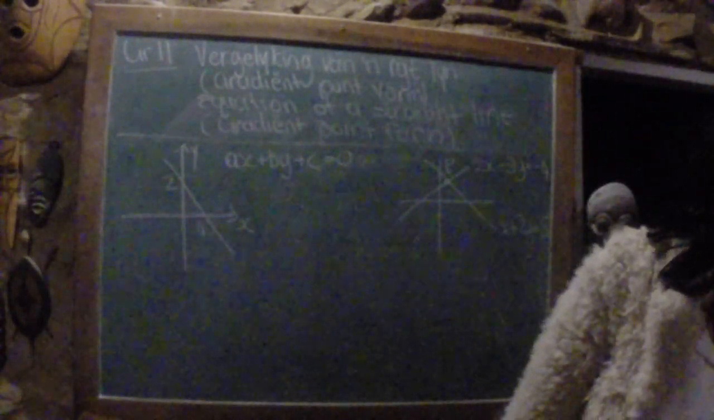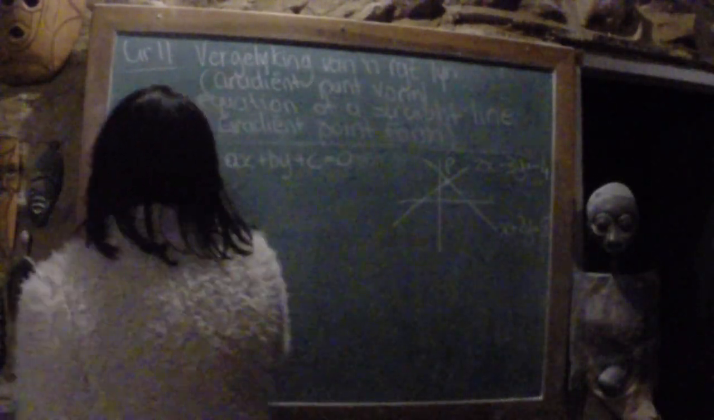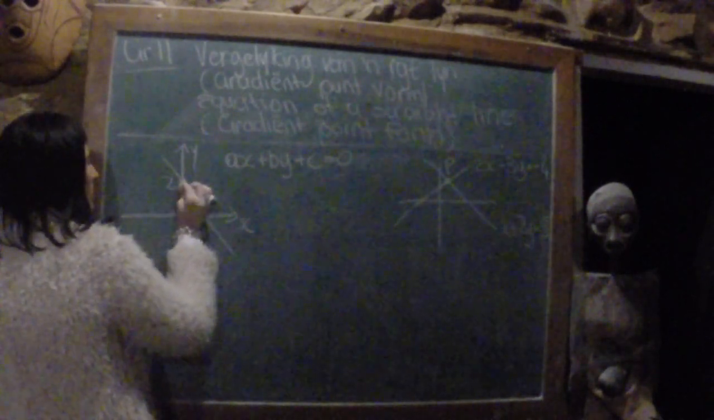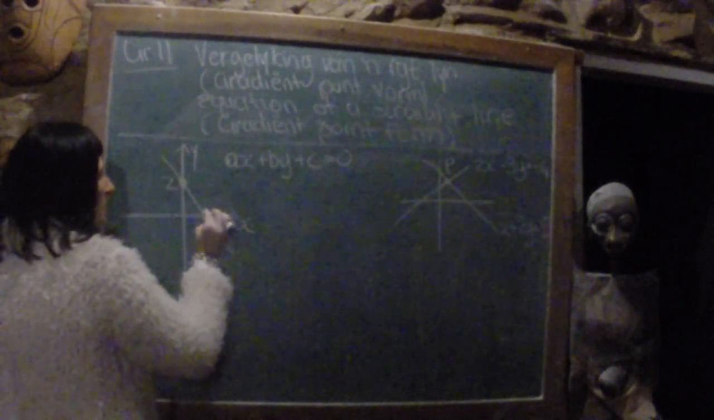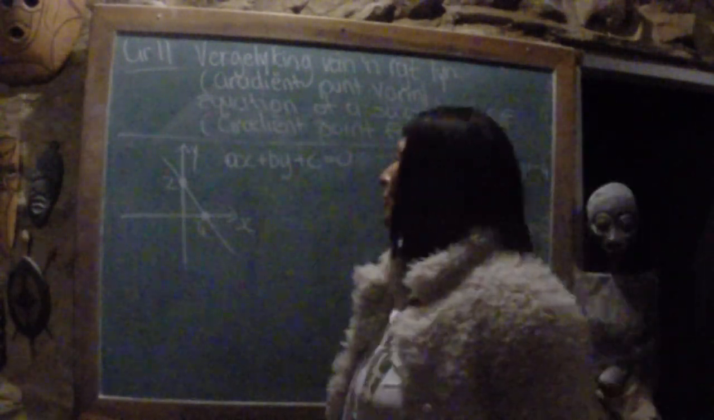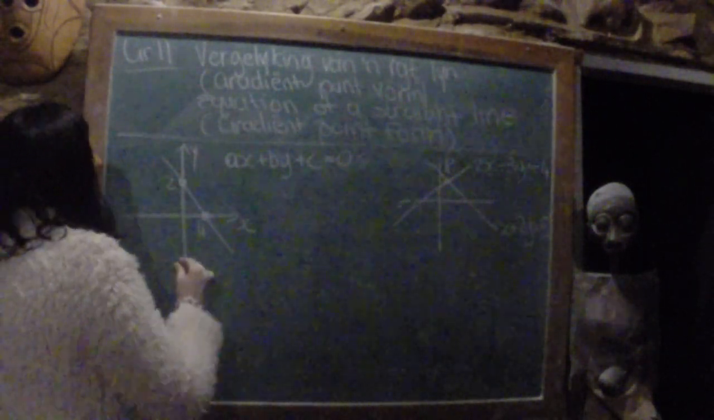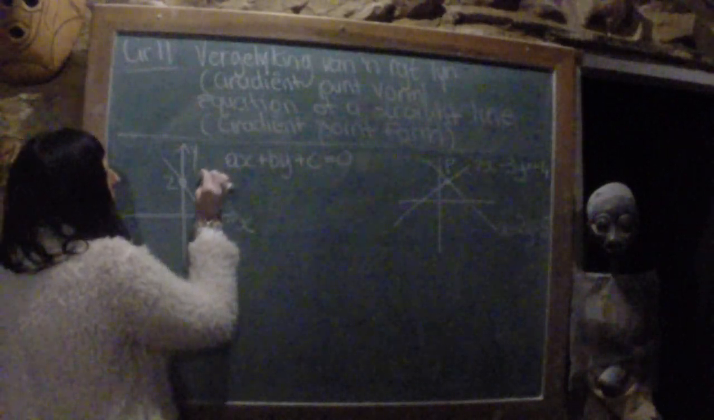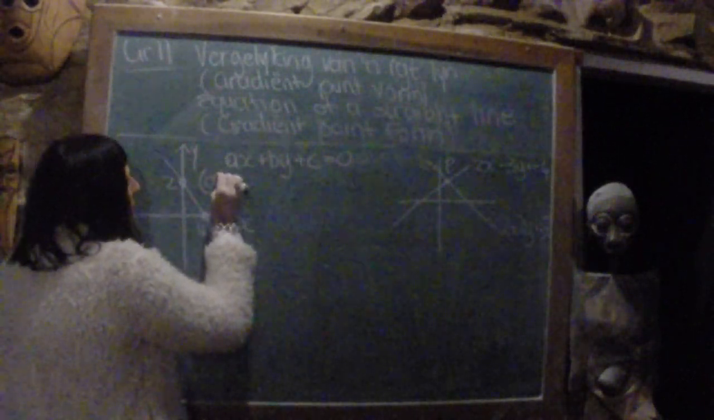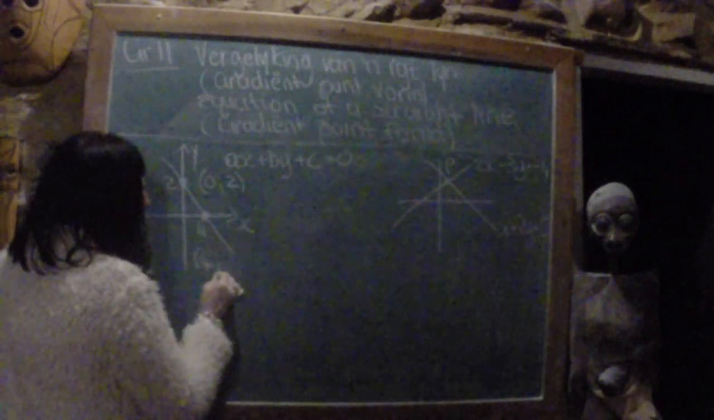So the first thing you need to ask yourself is what do we've got? Kom ons gaan kyk wat het ons. Ons het die y-afsnit en die x-afsnit. So ons kan die gradiënt gaan bepaal. So we can determine the gradient. That's the point 0, 2 and that's the point 4, 0.